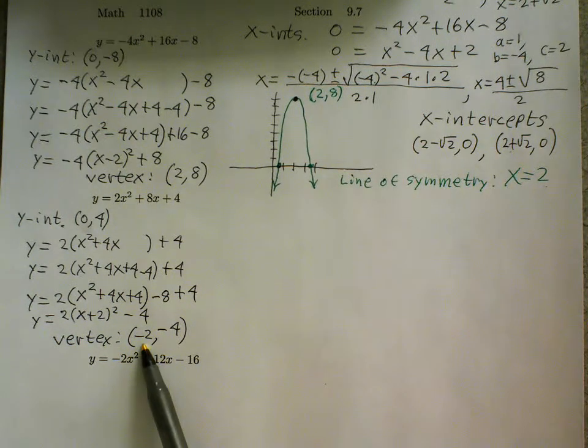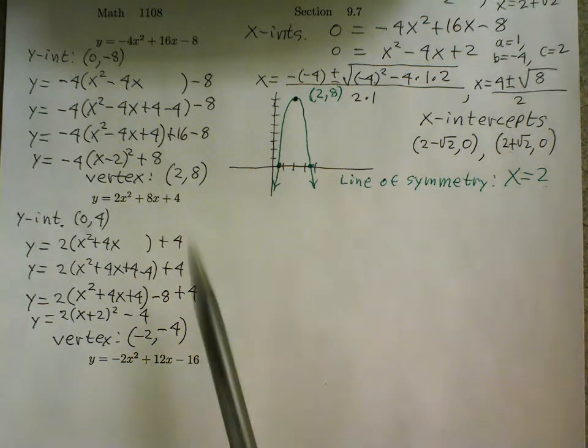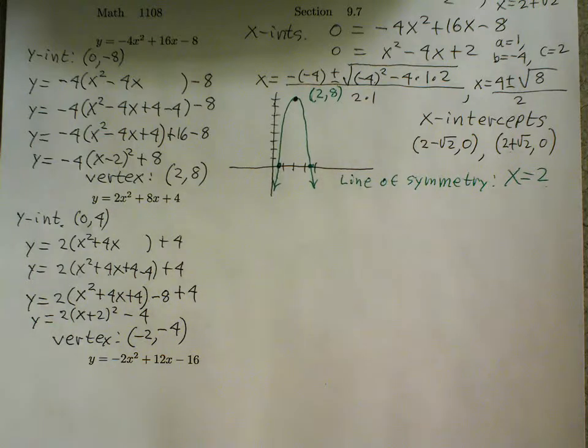Okay, the vertex, the x-coordinate -2, the y-coordinate -4. This is below the x-axis, and the parabola opens upward. So there are 2 x-intercepts.